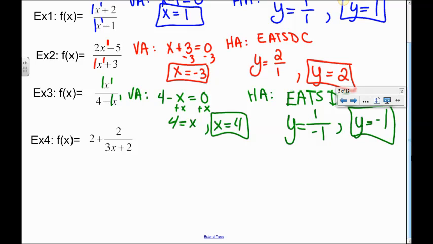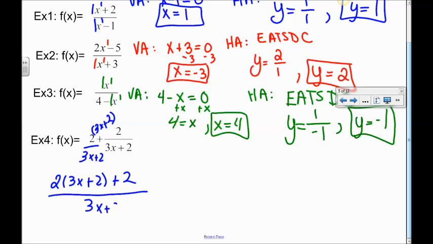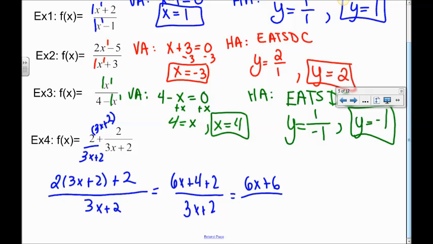Here we actually have to combine these into one fraction in order to apply these rules. So we'll have to multiply 2 by 3x plus 2 and divide by 3x plus 2. So we'll have 2 times 3x plus 2 plus 2 all over 3x plus 2, which gives us 6x plus 4 plus 2 over 3x plus 2. We get 6x plus 6 over 3x plus 2.